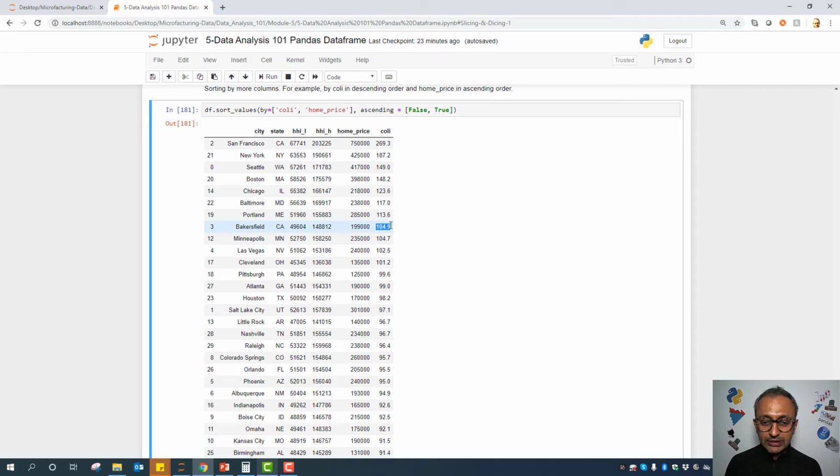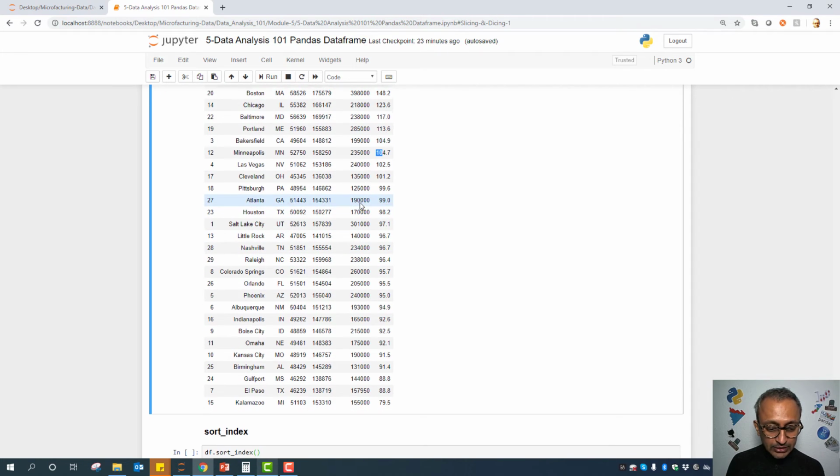For Bakersfield, California, the cost of living is higher, but the home price is lower. Okay, what could be the reason? Reason could be taxes or other things. California is notorious for high taxes, so that could be one of the reasons why. Okay, so that's one thing.